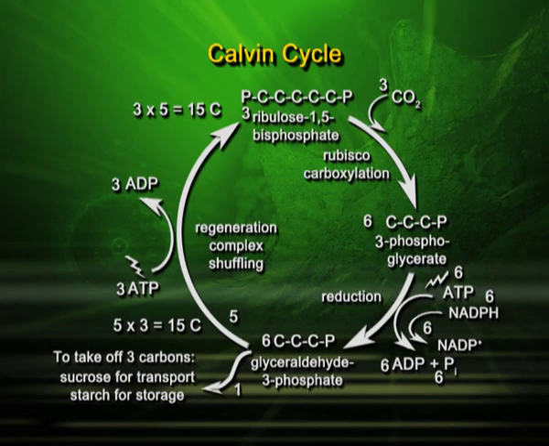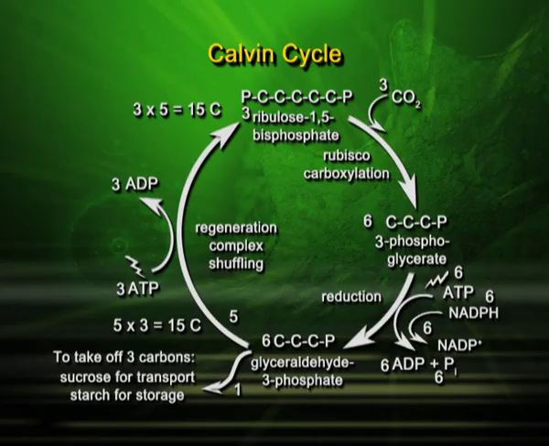Similarly, you can see 3 ATP consumed are giving out 3 ADP in the regeneration process. Of course, the plant had to shell out energy, but coming to the initial point of Calvin cycle is also important. So, the cycle goes on. This is complex shuffling. This complex shuffling completes the cycle.